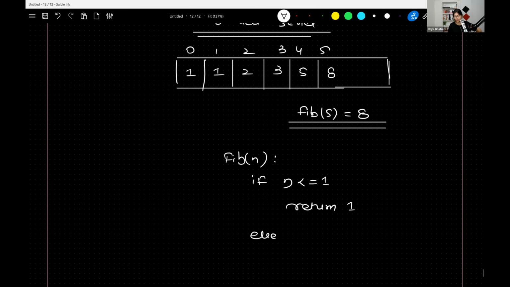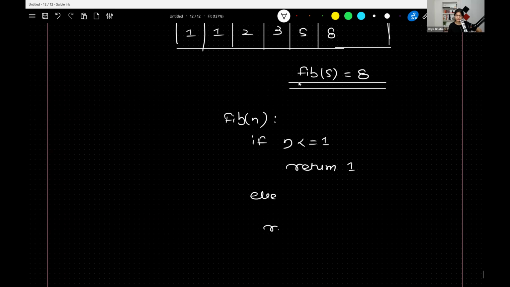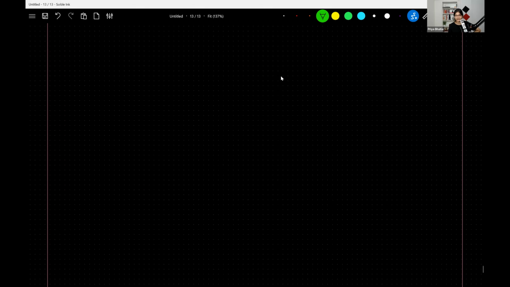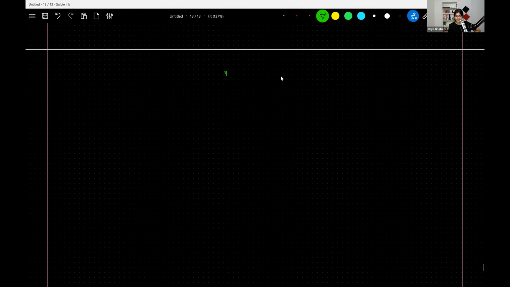Else, what can we do? We return fib of n minus 1 plus fib of n minus 2. Very good. Is this correct, everyone? Do you guys agree with me? For example, just now I said fib of 5, right? Let's take this example and try to run this part. We are saying fib of 5, right?